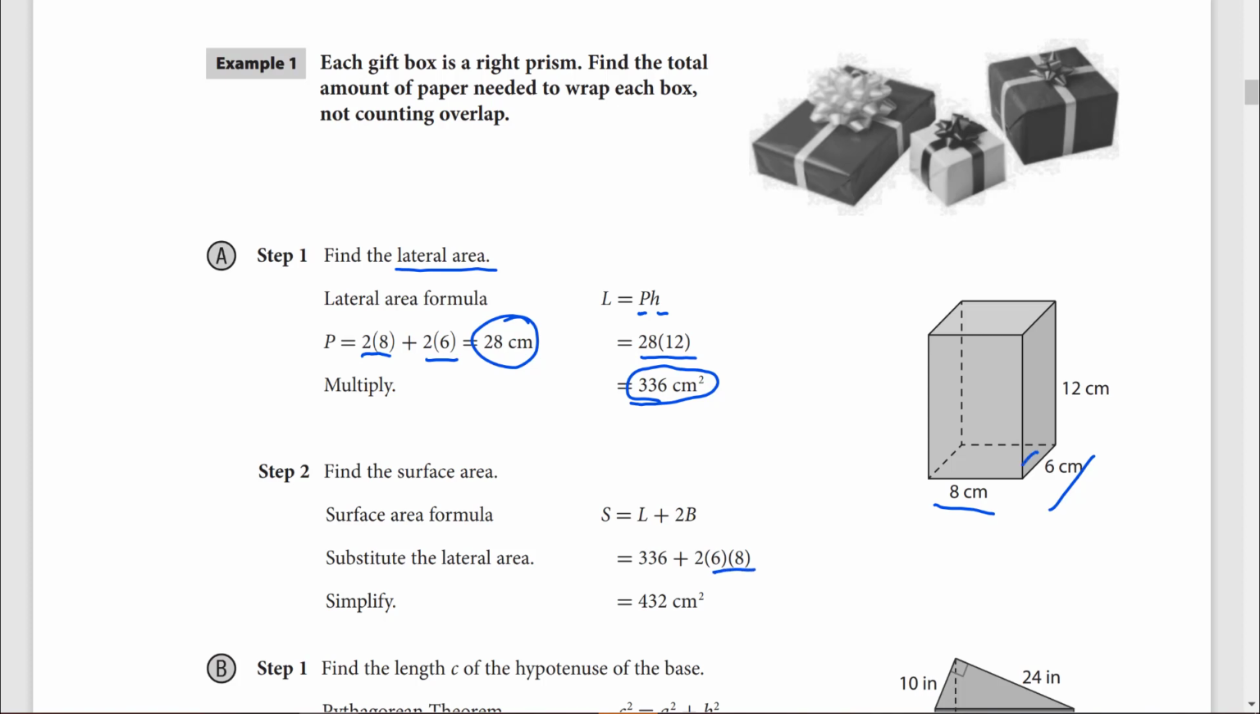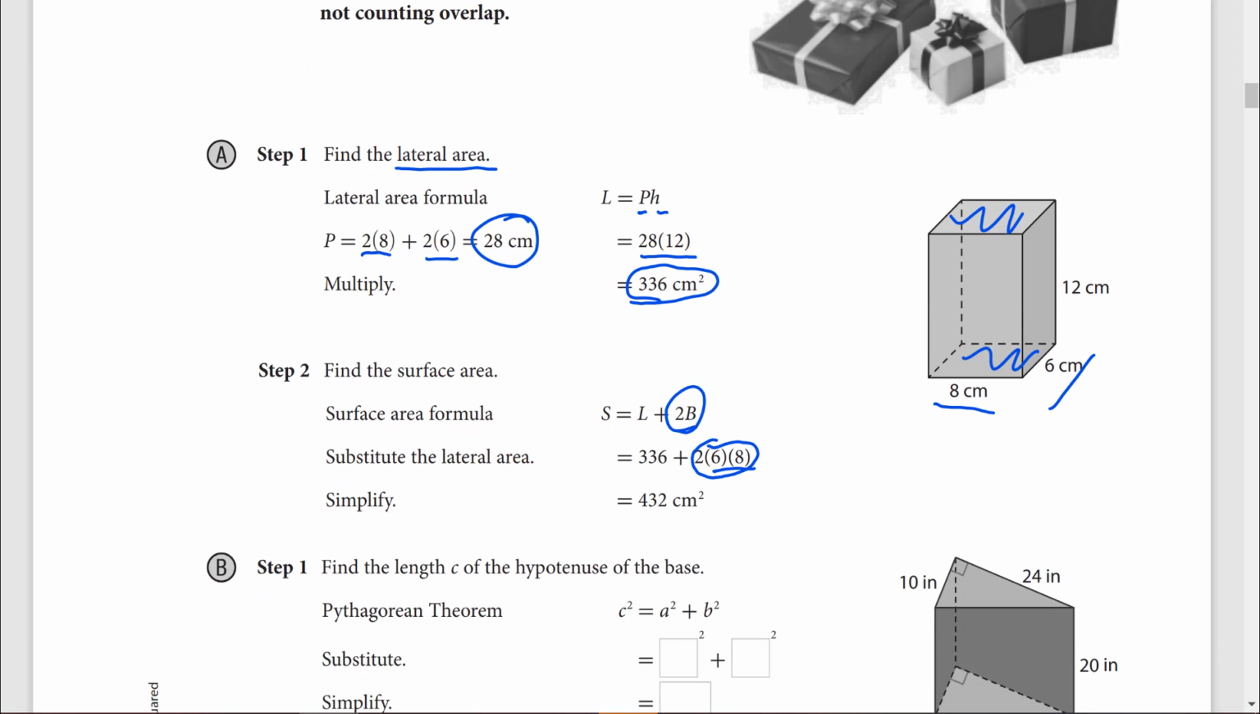There are two bases. We've got a bottom and a top. So they're going to be 2 times that area. That's where they got the 2 times 6 times 8. Plug that into your calculator, and you would get, what is that? 48 times 2 is 96. Add it to the 336, and you get 432 square centimeters.